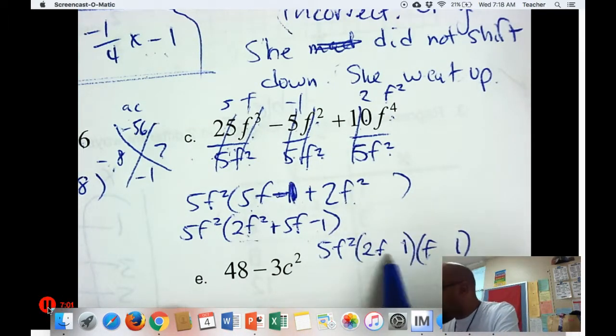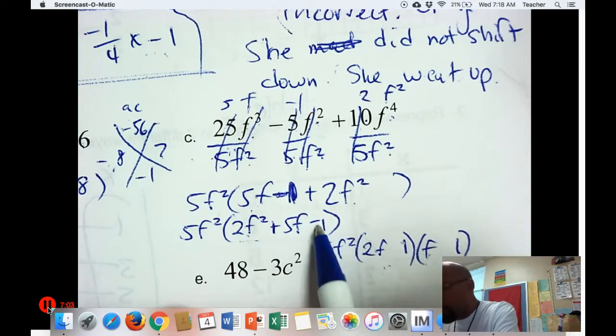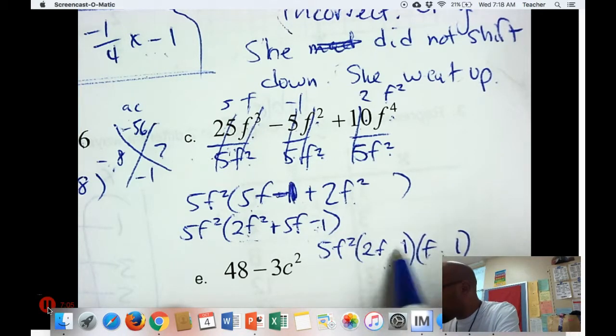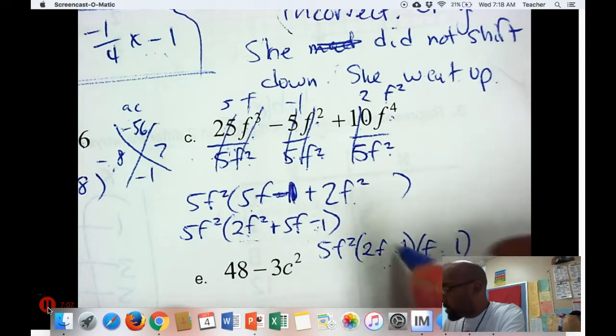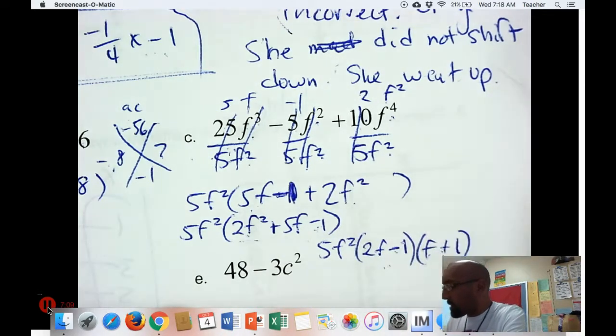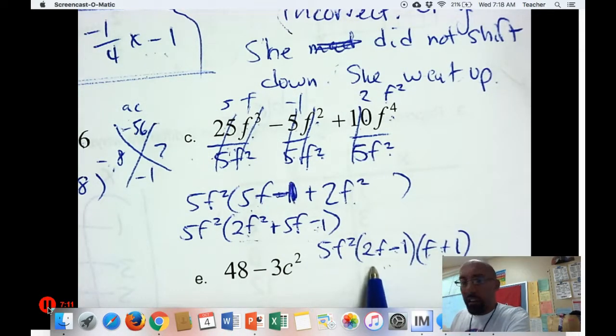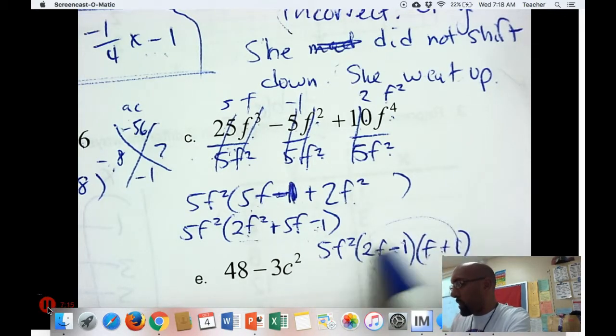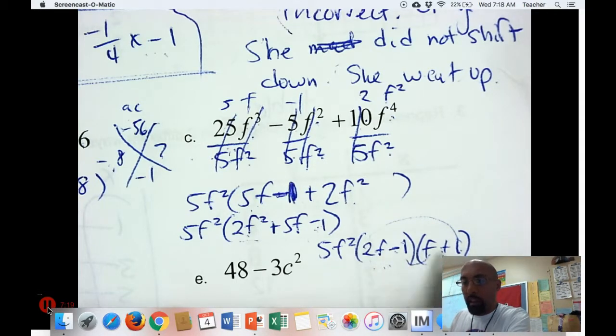So I'm not going to have to play around here because this has to be negative, so that means one of these has to be negative. Let's just say that's negative and this is positive. Now I'm looking at it, and I'm noticing that if I multiply 2f times 1, and then 1f times f, there's really nothing that's ever going to add up to 5. So this is not factorable.